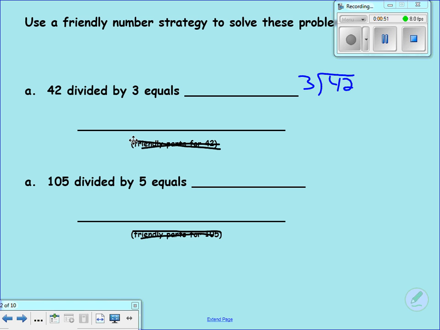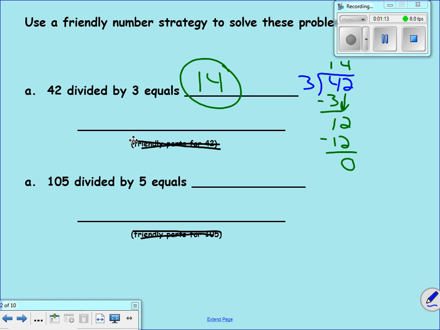3 goes into 4 one time. 3 times 1 is 3. Subtract, I get a 1. I'm going to bring down the 2. 3 goes into 12. How many times? 4. 3 times 4 is 12. I'm going to subtract. I have 0. I am all done. My answer is 14. Do another one down here.